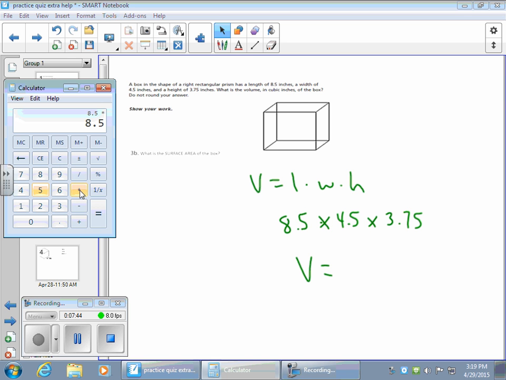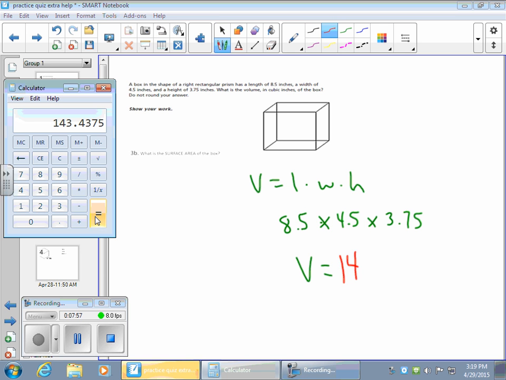8.5 times 4.5 times 3.75. Volume equals 143.4375 inches cubed, because it's volume.